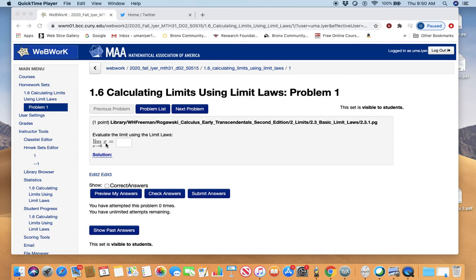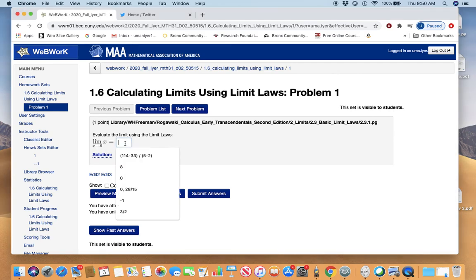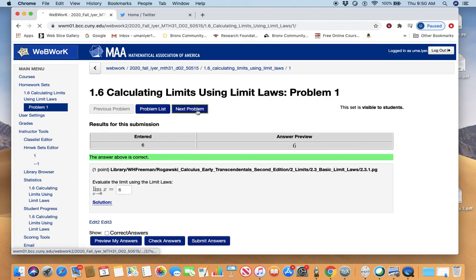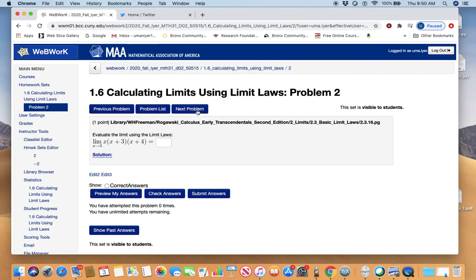That's the point. Here, if I plug in x equals 6, because x is approaching 6, my function x is actually continuous, so no harm. I'll just plug in 6 and I get 6. Next problem. Here, limit x approaching 5 of this polynomial.